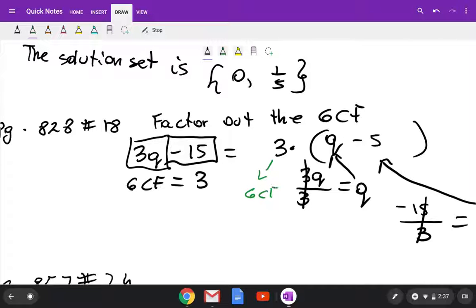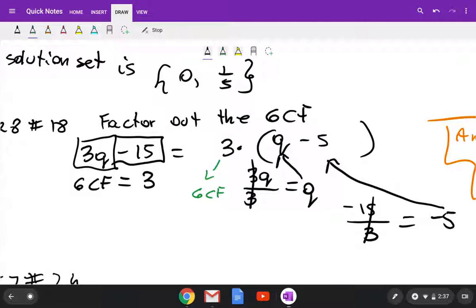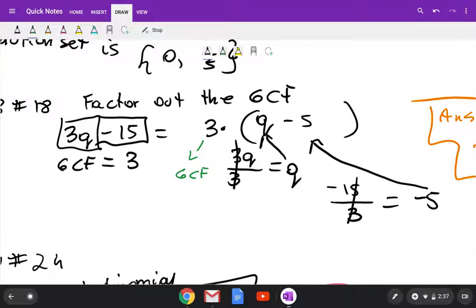This is your GCF. You put it in front of the parenthesis. And then in the parenthesis, you end up with q minus 5. I'm showing work how you end up with q minus 5. You take the first expression, which is 3q, you divide by GCF, which is 3, and you're getting q. That's what you have in the parenthesis.